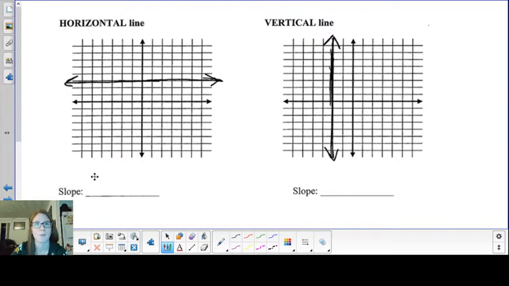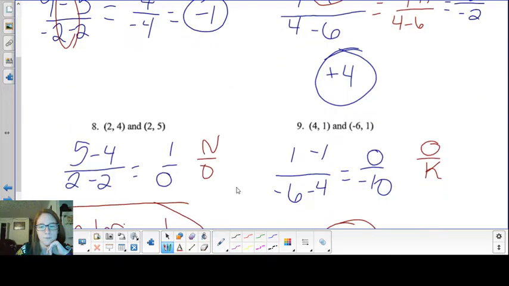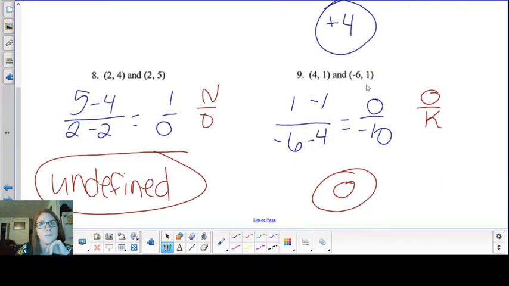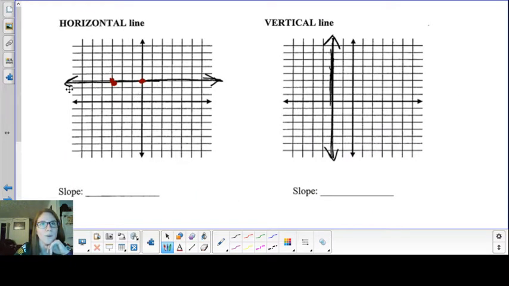Okay, which brings me to horizontal and vertical. So if we have the change in y over change in x, and I have the following line in front of me, and I have points here, and I have points here. My y value does not change, does it? So if my y value doesn't change, that's going to be like number 9, and we know we're going to get 0 on top. So whenever I have a horizontal line, it doesn't matter where it is, my slope is going to be 0.